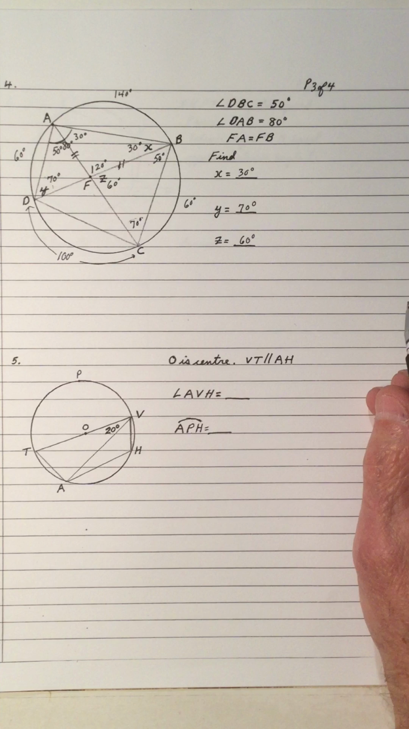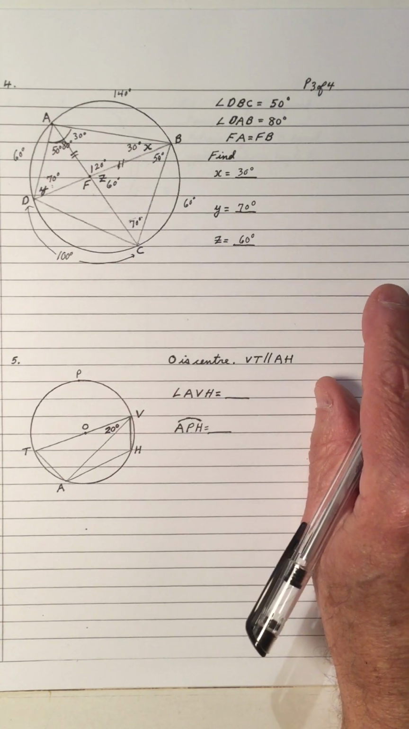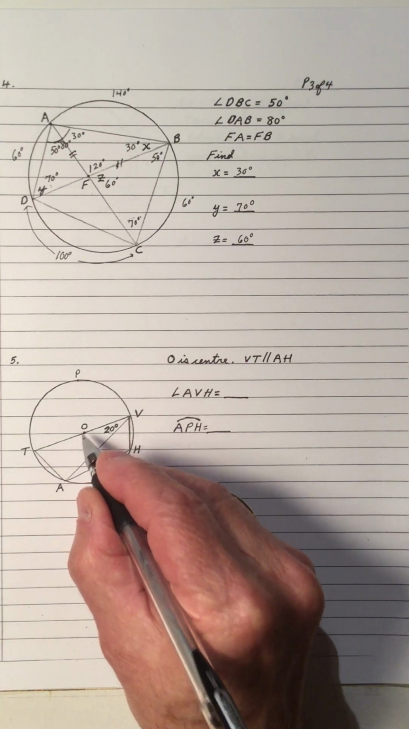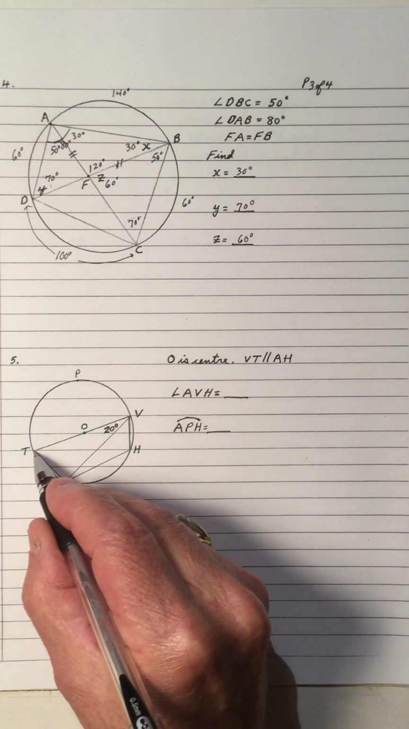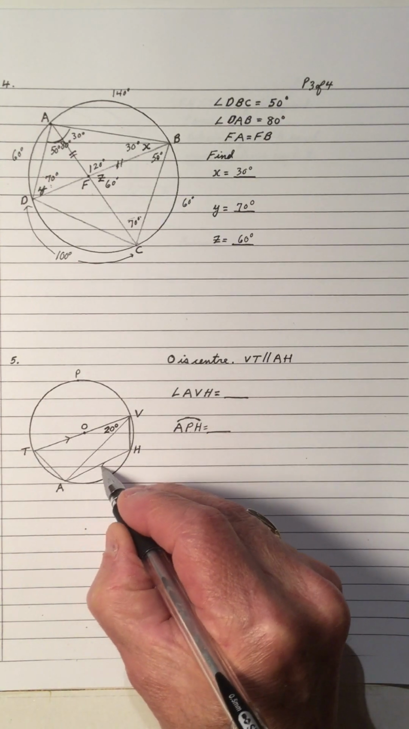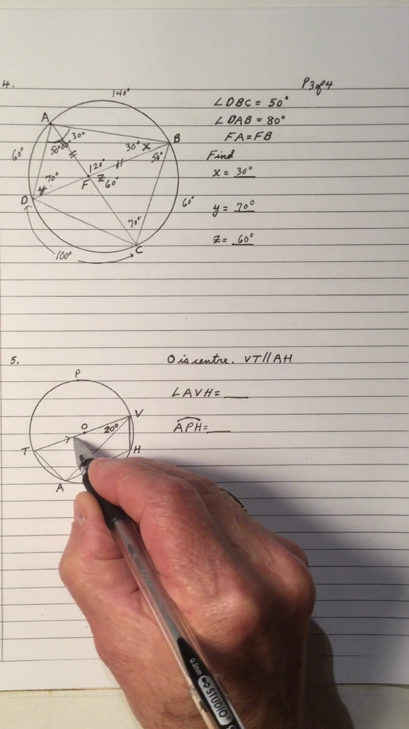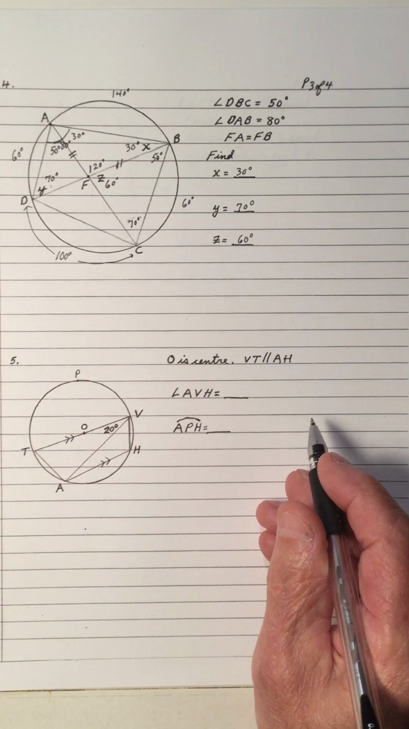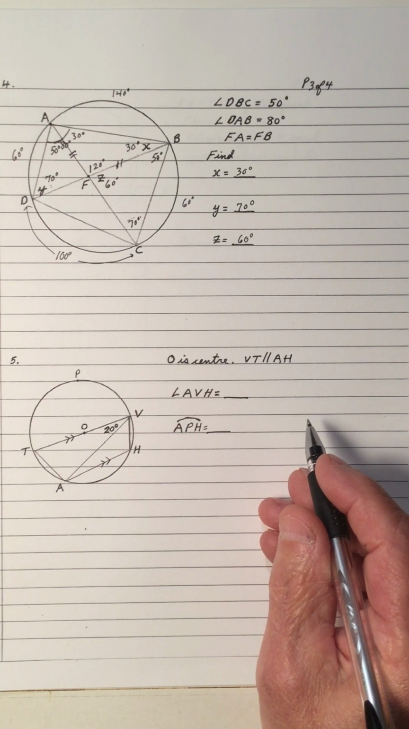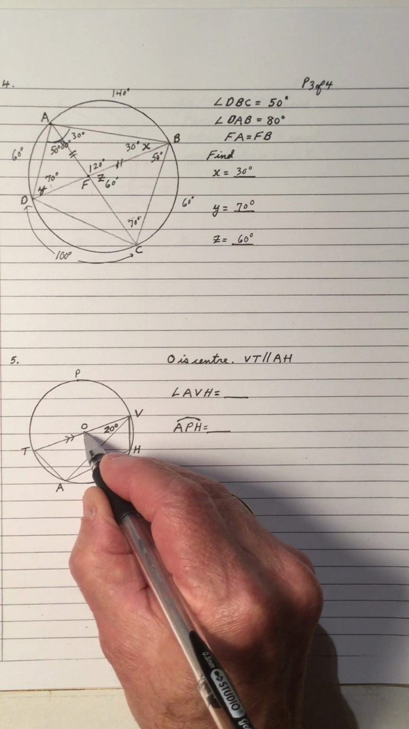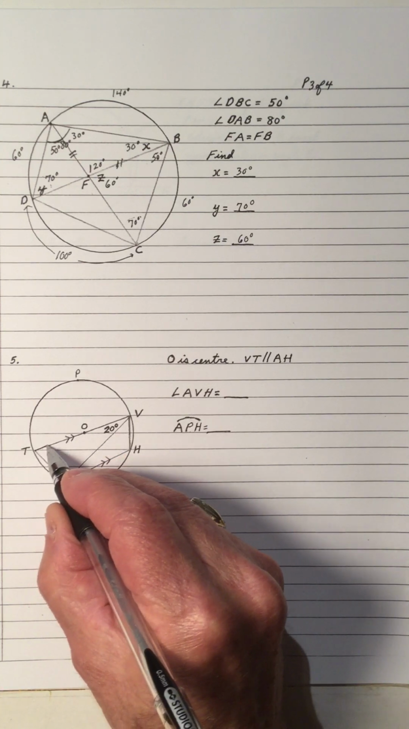And let's continue with number 5. Let's do another one. Again, the more problems we do, the more we get used to it. O is the center of the circle, and it says that VT is parallel to AH. And when we hear parallel lines, I think of alternate interior, corresponding angles equal, etc. And we have that's the center. So I'm looking at this.